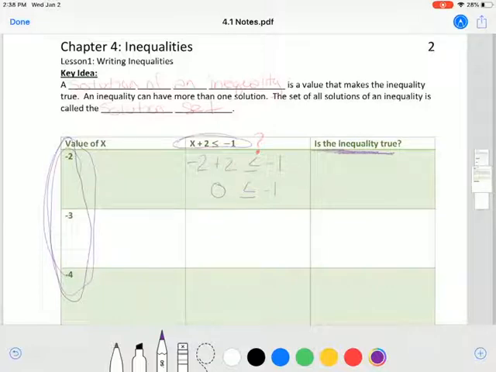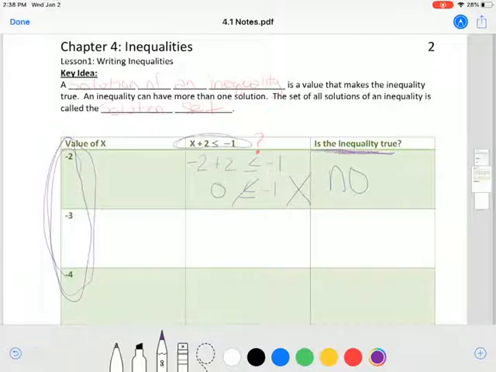So let's think about that. Is 0 less than -1? No, because it's better to owe the bank nothing than to owe them $1, right? And is 0 equal to -1? No, it's not. So this is not a solution. So the inequality cannot be true because -2 is not a solution. It's not part of the solution set.